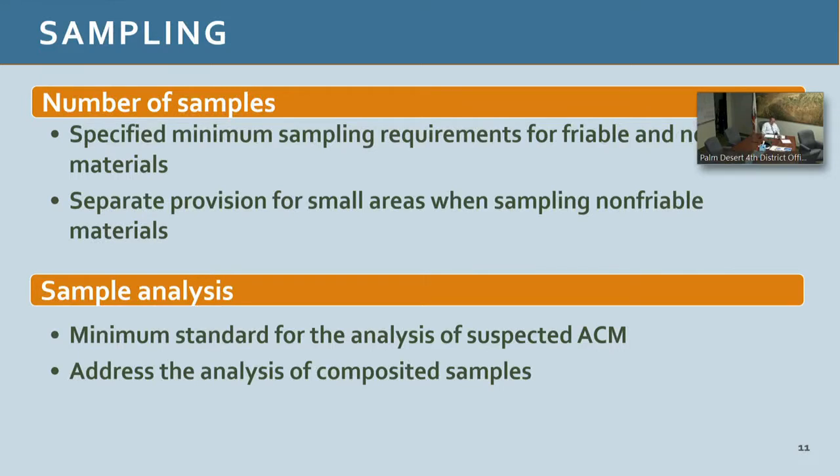On sampling analysis, we provided the minimum standard for what analysis is required, and as well as address the analysis of composite samples. So those are samples where if you have a wallboard system where there's drywall and there's joint compound and there's mudding tape, that's considered a wallboard system. There could be asbestos in the joint compound, but not in anything else. A composite sample would allow you to combine all of that so that it would dilute the asbestos content. Our rule and our interpretation, we have never allowed for a composite sample, and so we wanted to clarify that in our rule language.